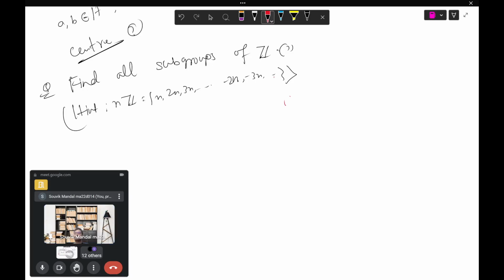Any set of this form is a subgroup. Yes, it is nZ. And if there is any other subset, then by using the well ordering principle, we can choose the least element, and it has to be of this form, right? I mean, but how? You can speak the reason also. How can you show that it has to be of the form?